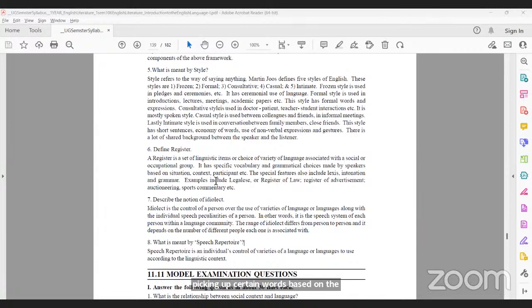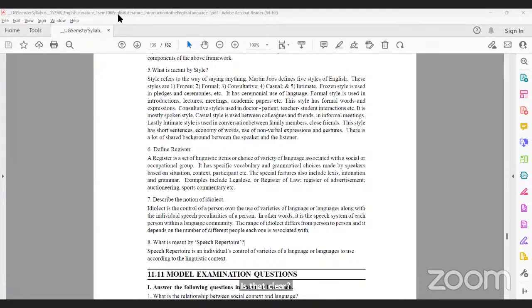Okay, so speech repertoire is nothing but a stock of words that each and every person has in their brain, from where you choose certain words and you behave in one particular way. And when you are doing that to make you different from others, that is what is known as idiolect. Is that clear?